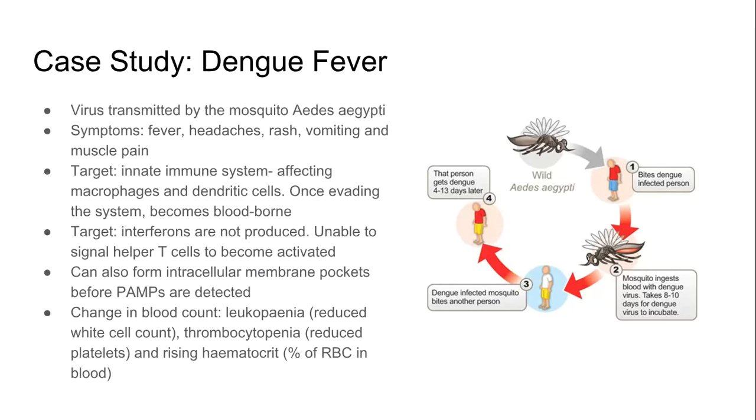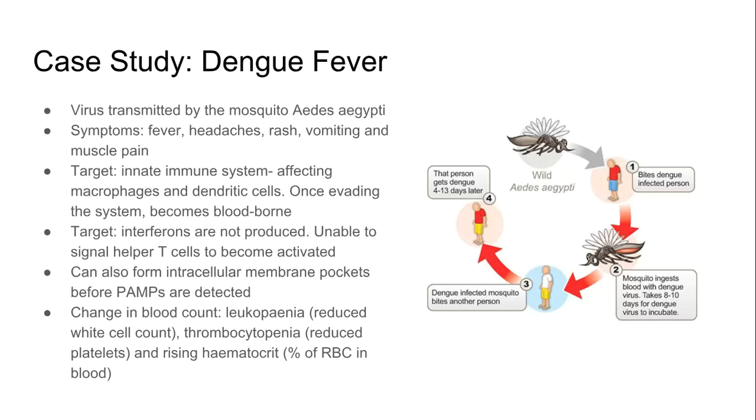So this is just a small bit of information about dengue fever and the responses that the body will take place if someone is infected with dengue fever. So the virus is transmitted by the mosquito, and some of the symptoms a person might receive are fever, headaches, rash, vomiting, and muscle pain. The target is the innate immune system, and the virus affects the macrophages and the dendritic cells and can become bloodborne once it evades the innate immune system. Interferons are not produced, and therefore they're unable to signal any helper T cells to become activated, and then it can form intracellular membrane pockets.